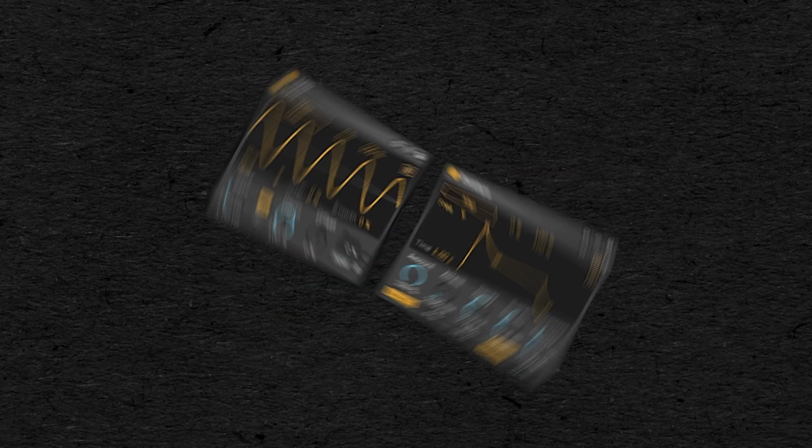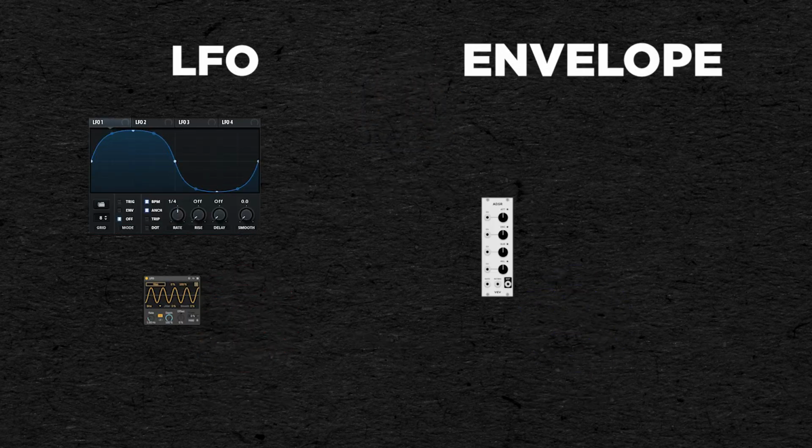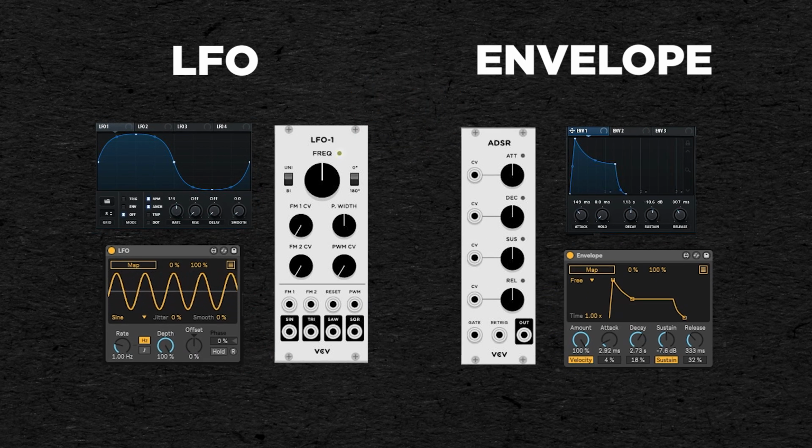LFOs and envelopes are two control modules. They won't make any sound by themselves, but they are used to control other parameters, and they can do amazing things. They are very common and powerful modules, to the point that you can find them on almost every synthesizer, and you can even find several of each on a lot of them.